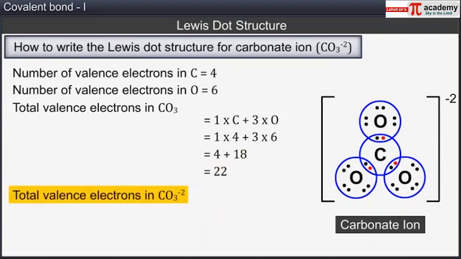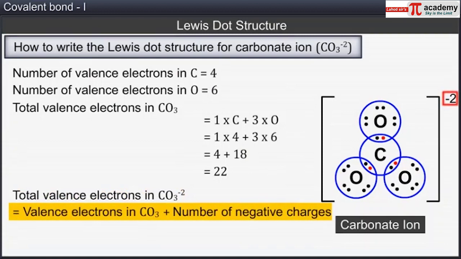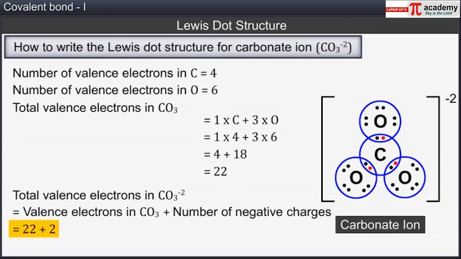As 2 negative charges are present on the carbonate ion, add 2 to the total number of valence electrons present in carbon and oxygen atoms. The total number of valence electrons here is 22. Hence, the total valence electrons in carbonate ion is 22 plus 2 equal to 24.